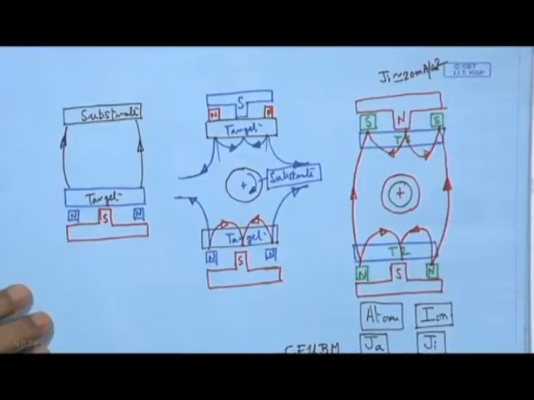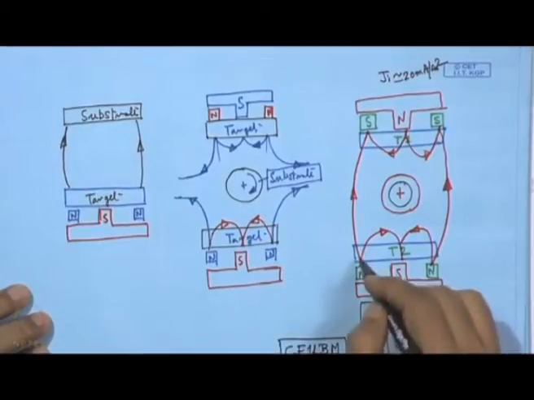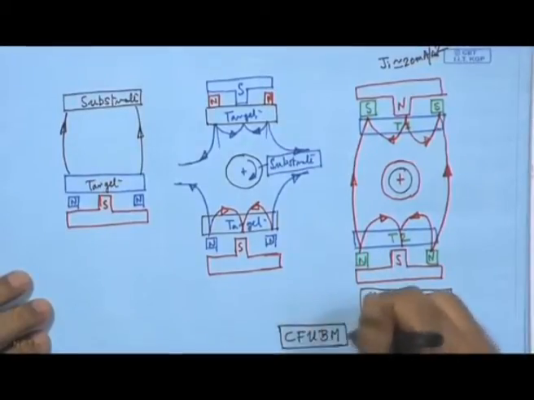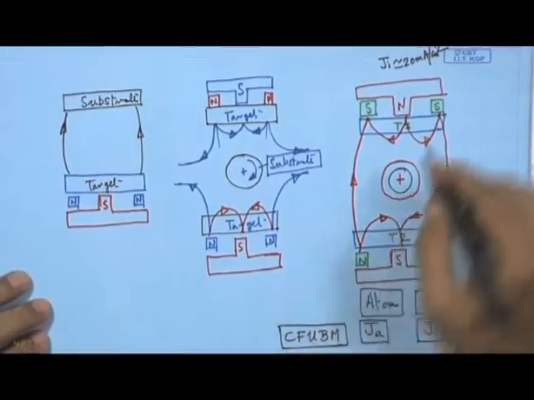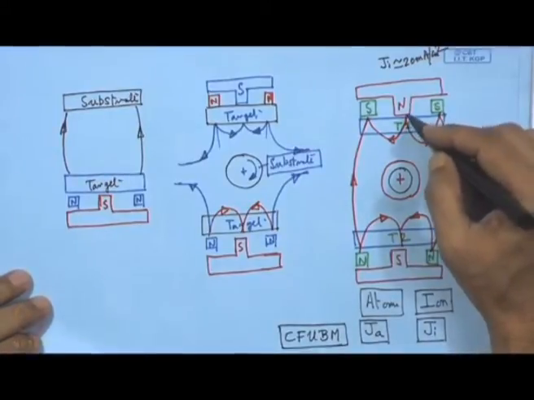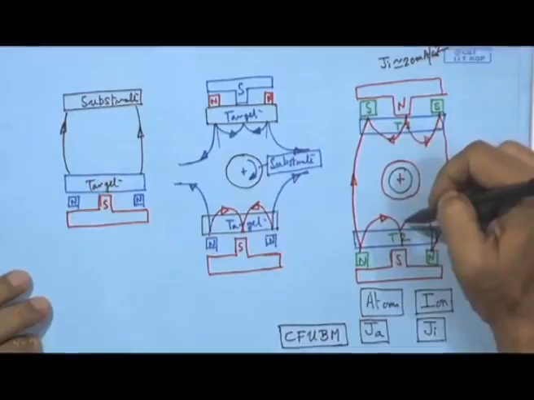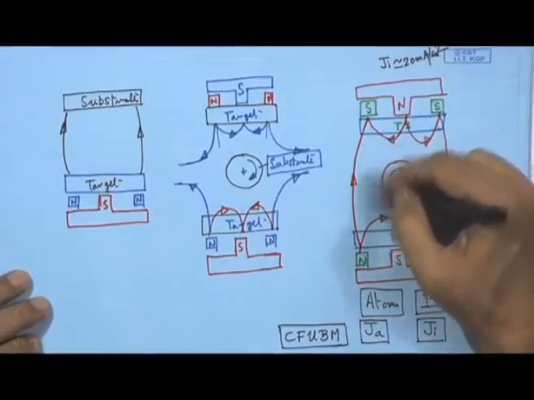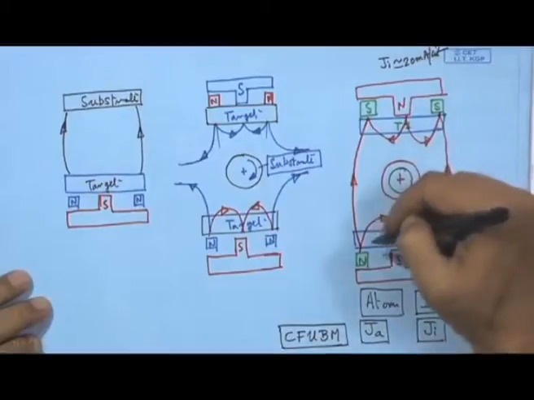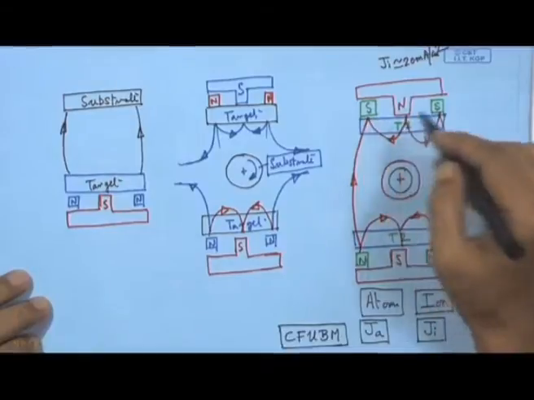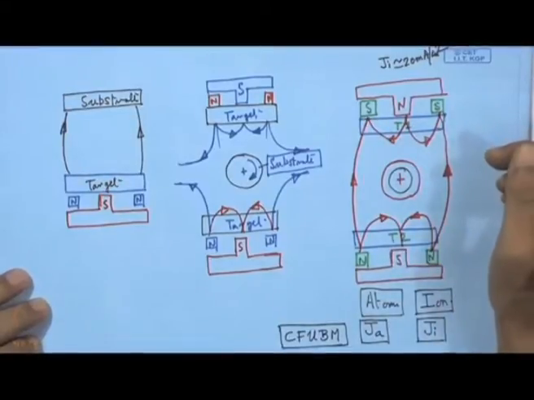So, it is actually the closed field unbalanced magnetron. Here the fields are not open, but it is a closed field, and this closing of the field is possible just by having two targets which are facing each other and having some magnetic coupling between these two by proper placing and arrangement of the north and south, or the ring and the pole magnet in this case.